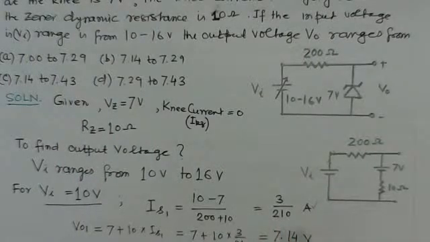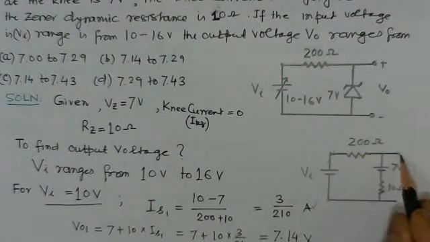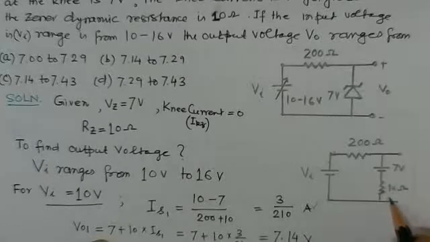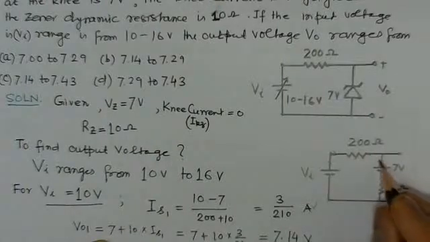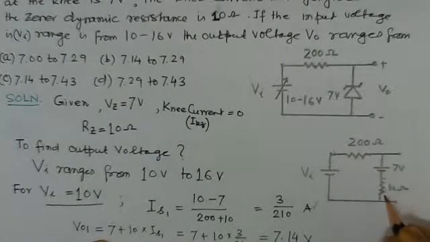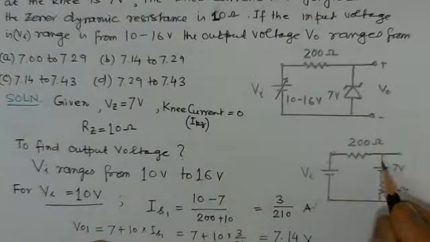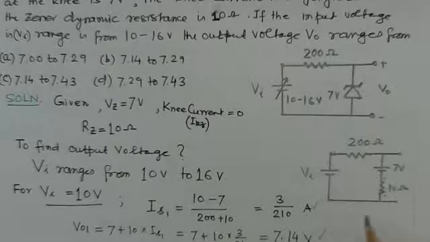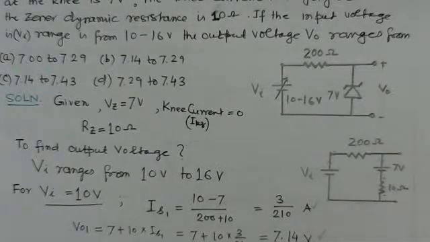Now we can find the value of the output voltage here. The output voltage will be 7 volts plus, because current is flowing in this direction, this will be the positive terminal, this will be negative, so they will be in series adding. So VO1 will be 7 volts plus 10 into IS1, the current flowing through this. IS1 is known to us, so it will be 7 plus 10 into 3 by 210. This gives me 7.14 volts. Okay, this is one limit.